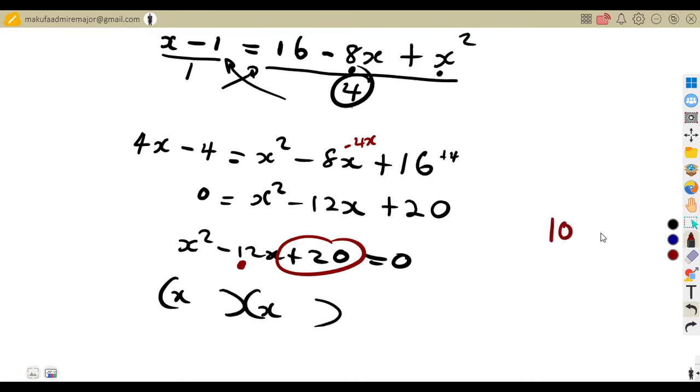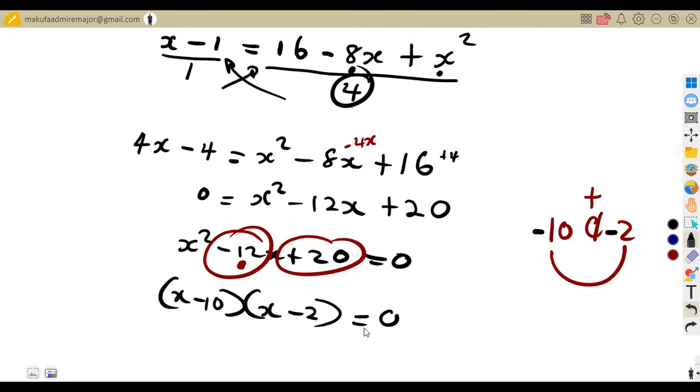Let's talk about 10 and 2. We get a positive 20, but if we add, we get a positive 12, not a negative 12. So what do we do so that it gives us a negative? We simply have to introduce a negative here, and a negative here. If you multiply, it gives you a positive. If you add, it gives you a negative 12. So that's x minus 10 and x minus 2, which is equal to 0.